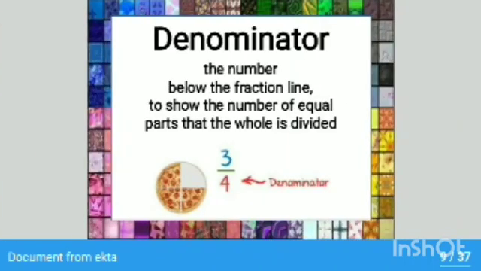And denominator, the number below the fraction line to show the number of equal parts into which the whole is divided. Again, taking the same example, there are 4 pieces of this pizza, out of which I have taken one. Now how many are remaining? 3 are remaining. So the fraction of remaining pieces of pizza is 3 upon 4. So 3 is the numerator and 4 is the denominator. The total parts in which the whole is divided is known as the denominator. Numerator upon denominator is a fraction.